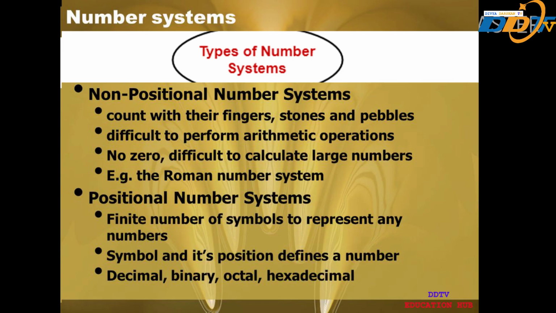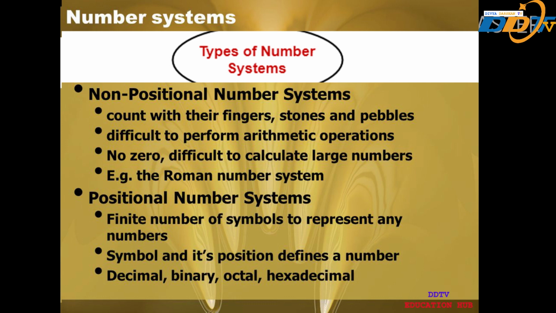There are two types of number system. First is non-positional number systems and second is positional number system. Non-positional number systems count with their fingers, stones and pebbles. It is difficult to perform arithmetic operations. Non-positional number systems have no zero. It is difficult to calculate large numbers. An example of a non-positional number system is the Roman number system.